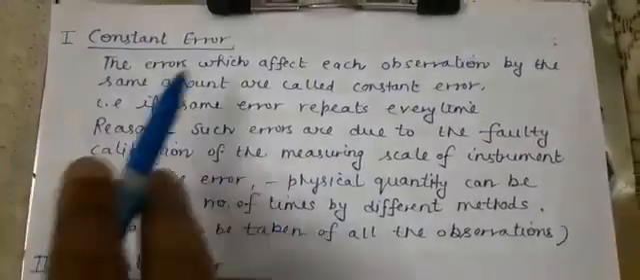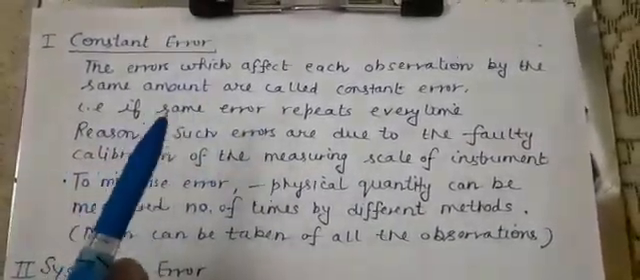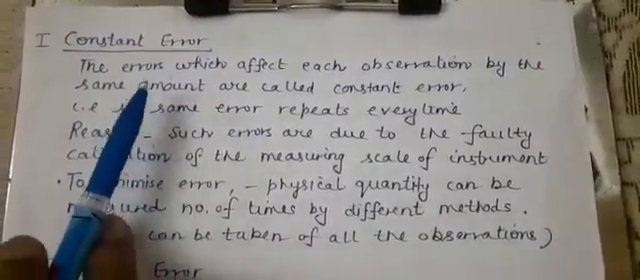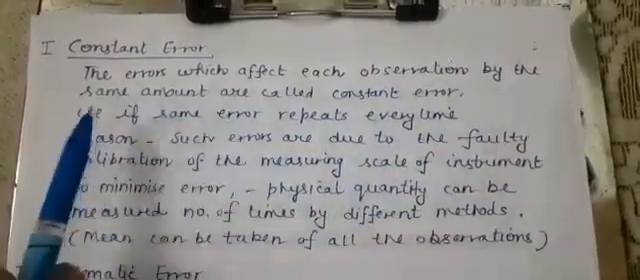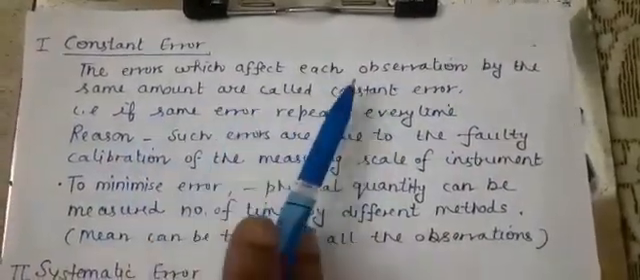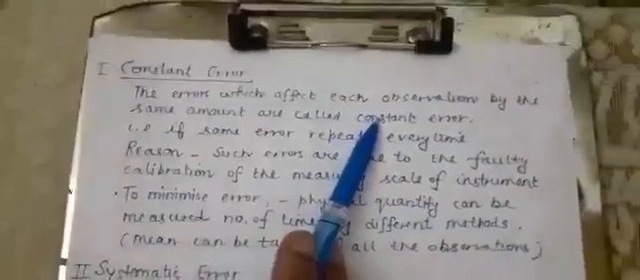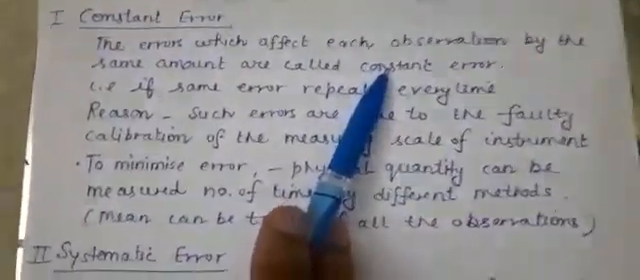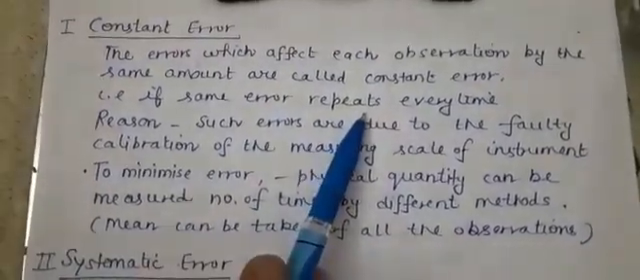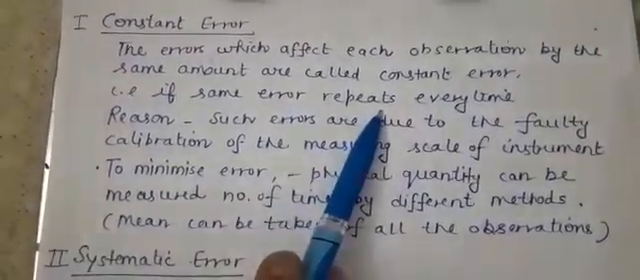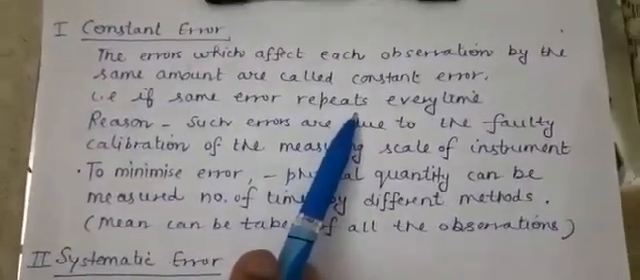Now, constant error, as the term indicates, is error which is constant, which remains the same. Basically, this is an error which affects each observation by the same amount. This is called constant error. That error which affects each observation by the same amount. So how does it happen? The same error repeats every time when you perform the experiment with the same apparatus, and the same kind of error will continuously come in each measurement.